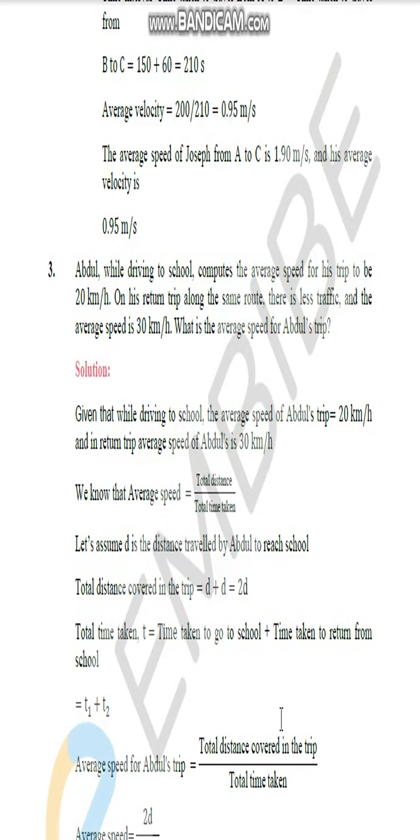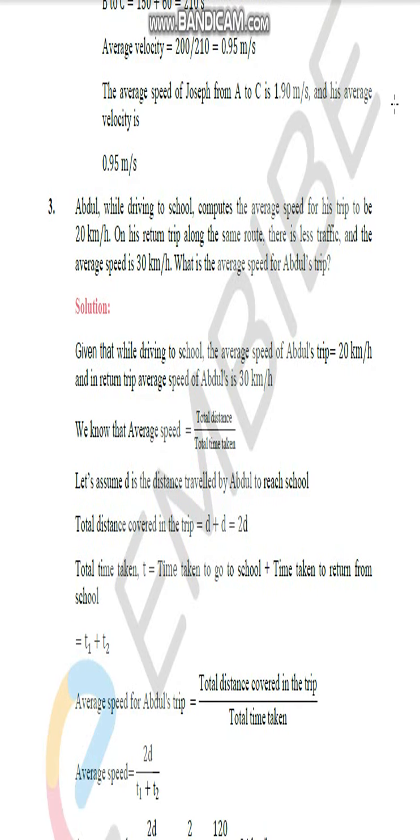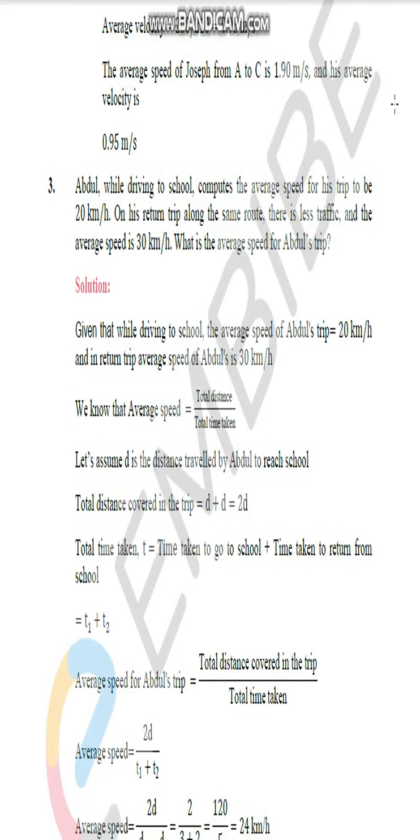So what do we have to calculate? We have to calculate the average speed of Abdul's trip. Trip means both going and coming. We have to take both the routes. Now what is the solution? Given that while driving to school the average speed is 20 km per hour and on the return trip 30 km per hour, but we don't know the distance, we only know the speed.